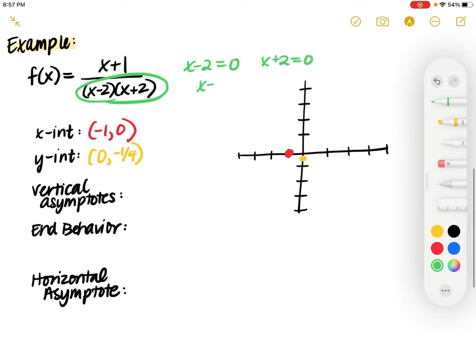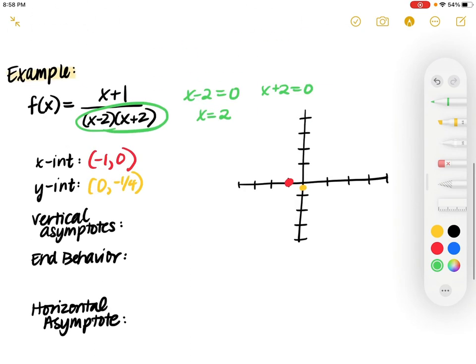That gives us one asymptote at x equals 2, and one asymptote at x equals negative 2. Remember, we write those separately because they are two separate lines. They are two distinct lines on the graph, so we want to write them separately, 2 and negative 2.